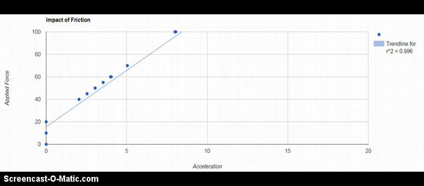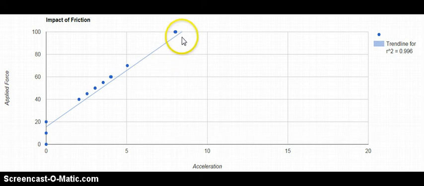Here's the exact same data that my students collected, and the best fit line that was drawn in. You see it's not touching any of those data points, but the larger numbers of the data set are kind of driving the best fit line function.